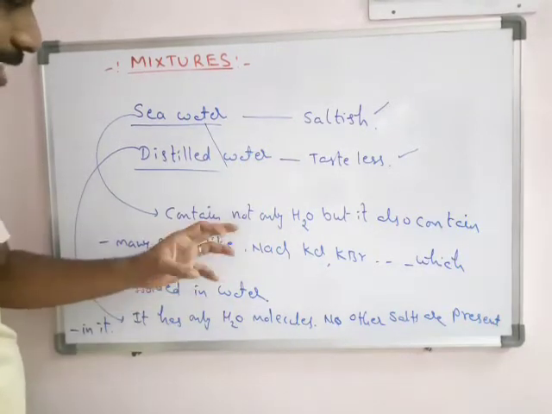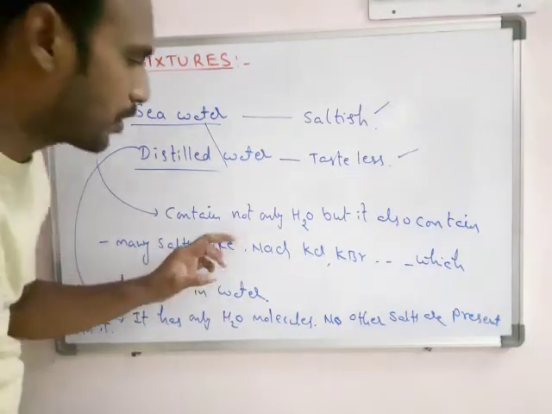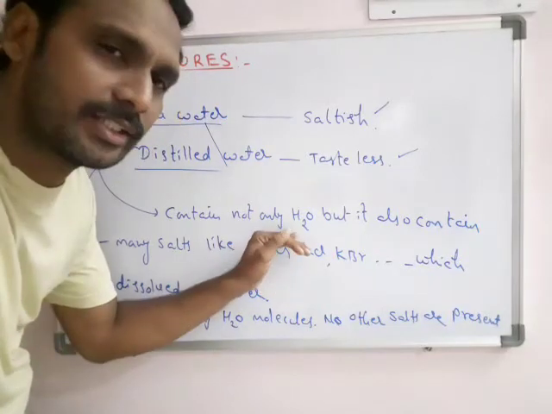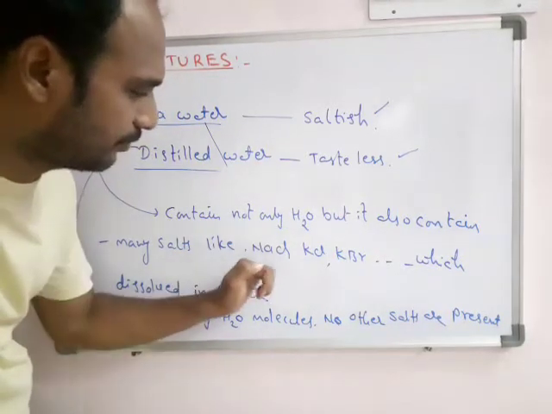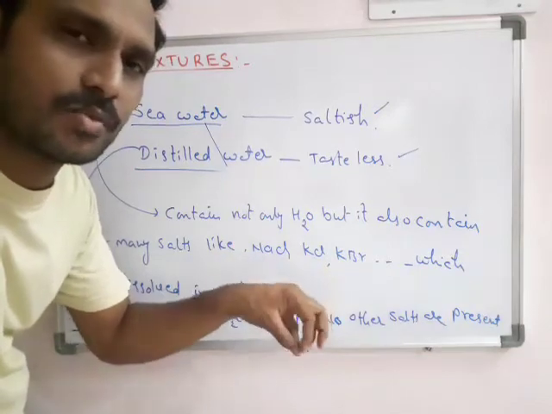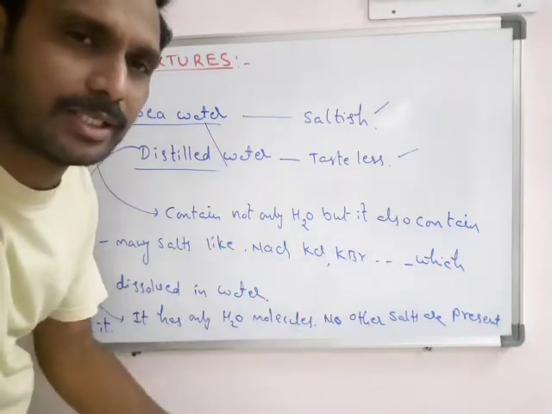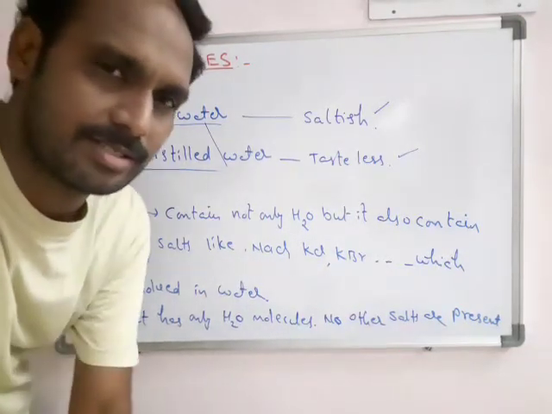But if you take the seawater, it is saltish. Why is it called saltish? Because it contains not only water molecules, it also contains some dissolved salts, so they get some salty taste.